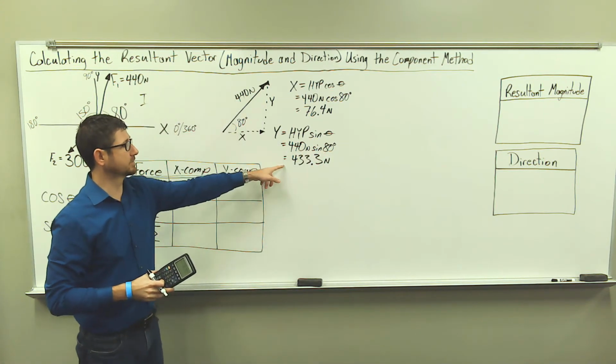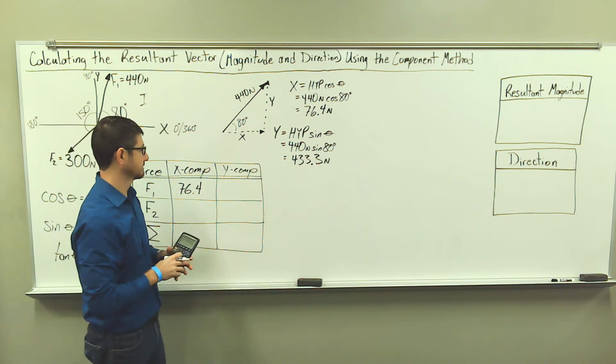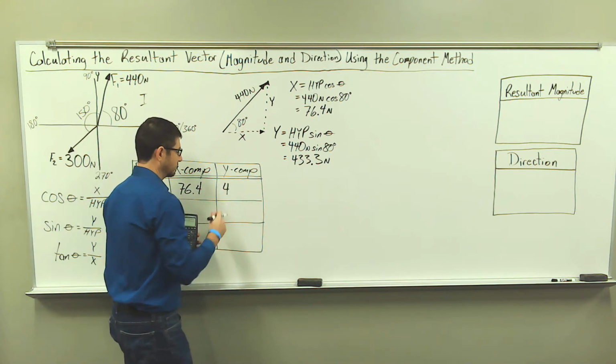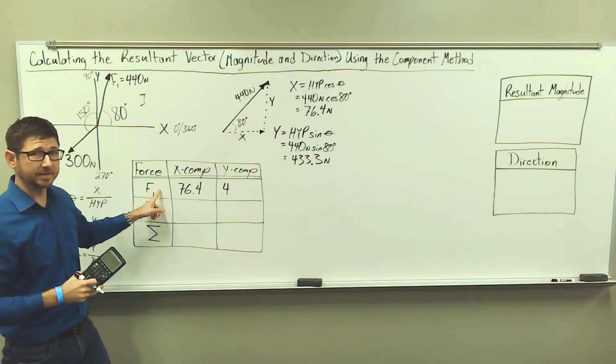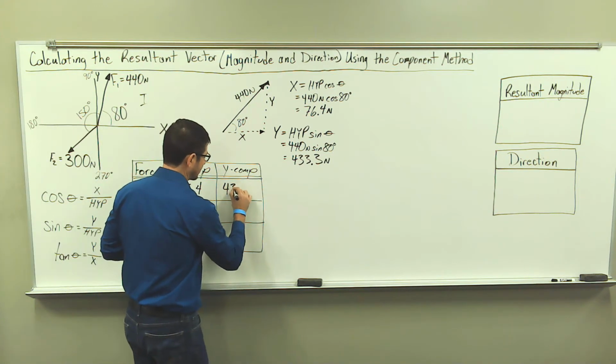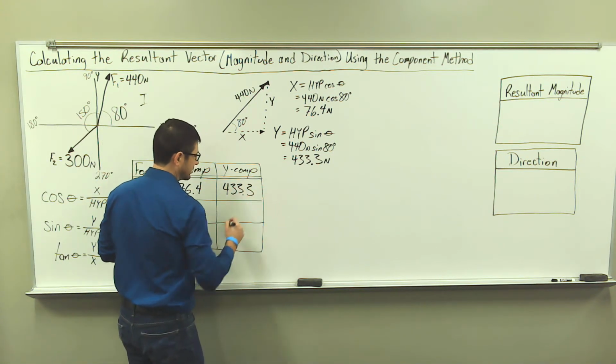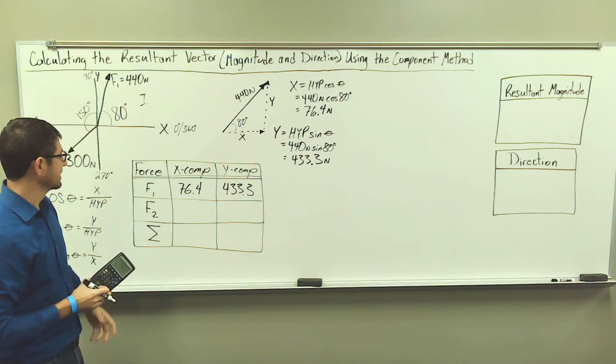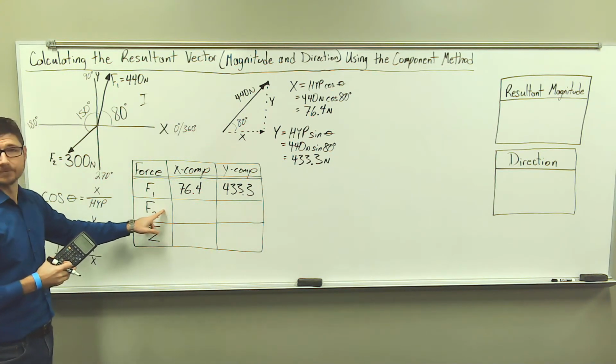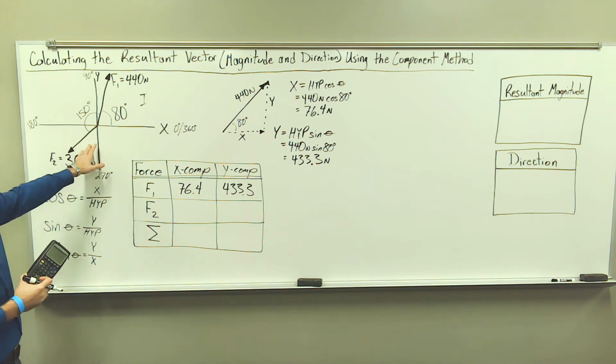Now, we need to put that value in our table. So the y component of force 1 is 433.3 newtons. Okay? Now we need to take a look at force 2. So force 2 is here.